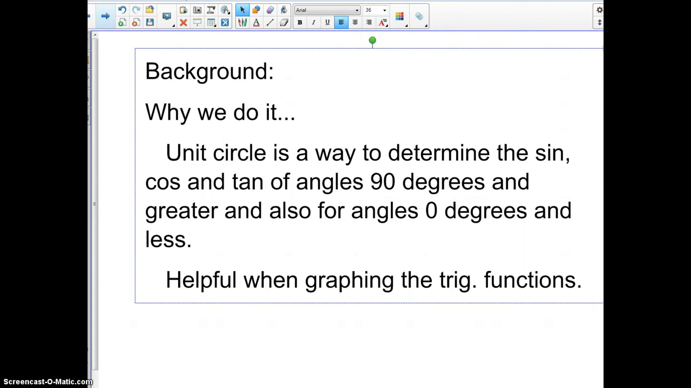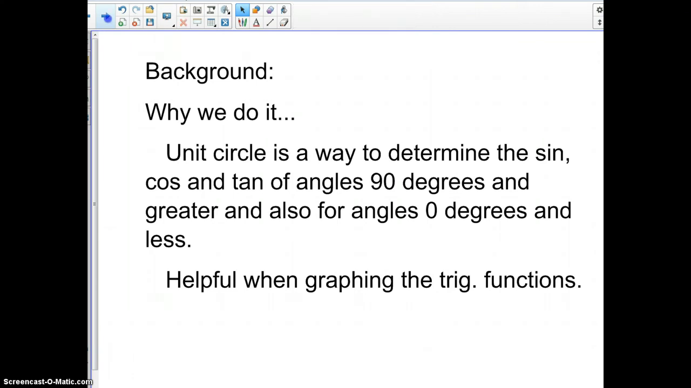In the triangles we've used so far, all of our angles have to be greater than 0 and less than 90, because they're dealing with right triangles, which have a sum of 180 degrees. Also, we use this when we start graphing the trig functions. We'll be talking about that a little later on. So those are two of the reasons we will use them.